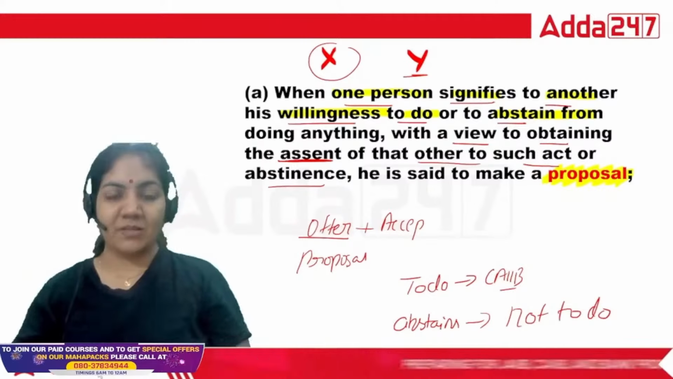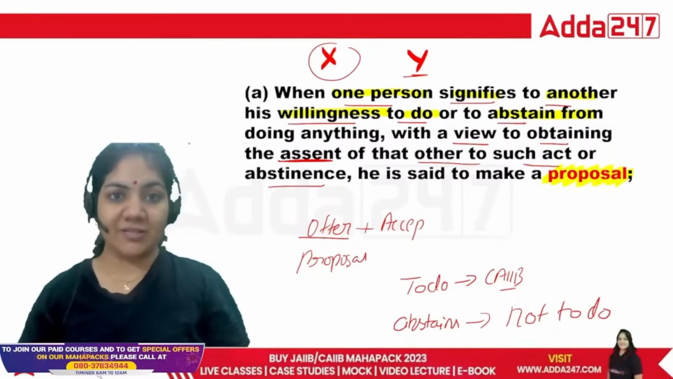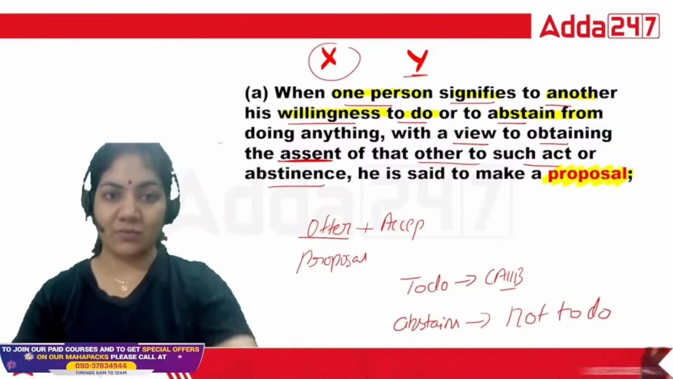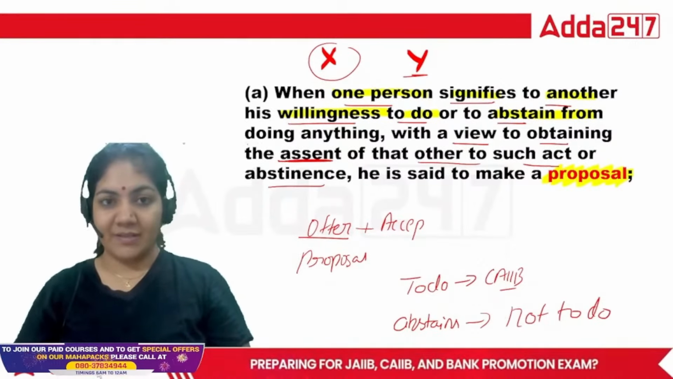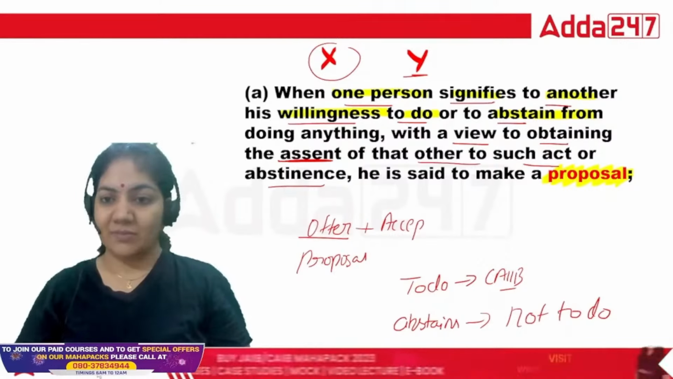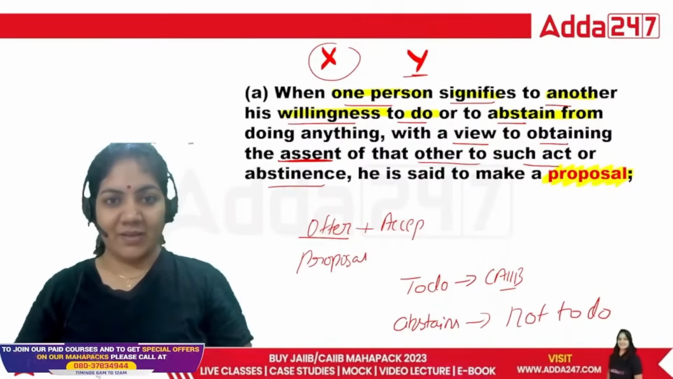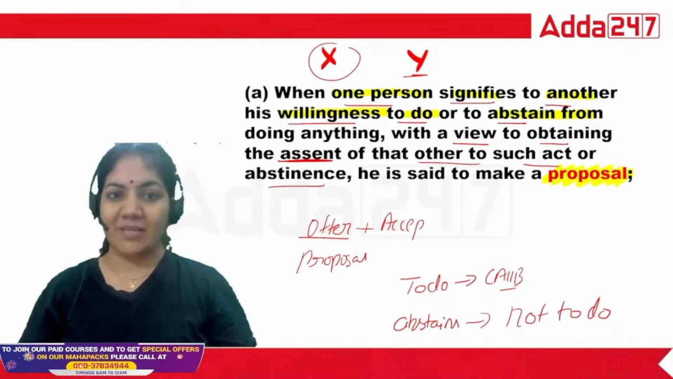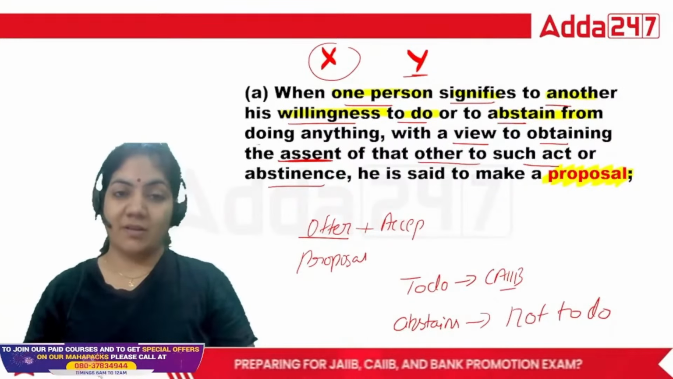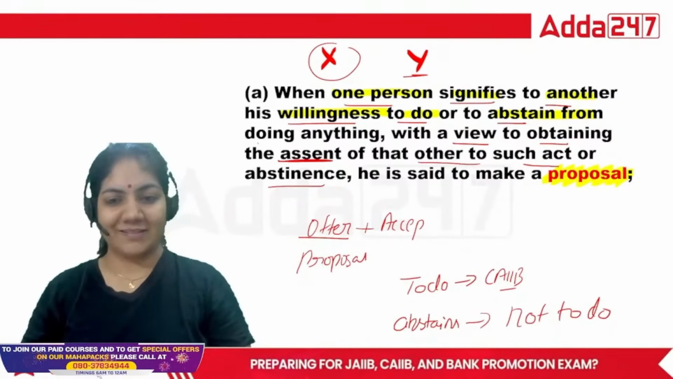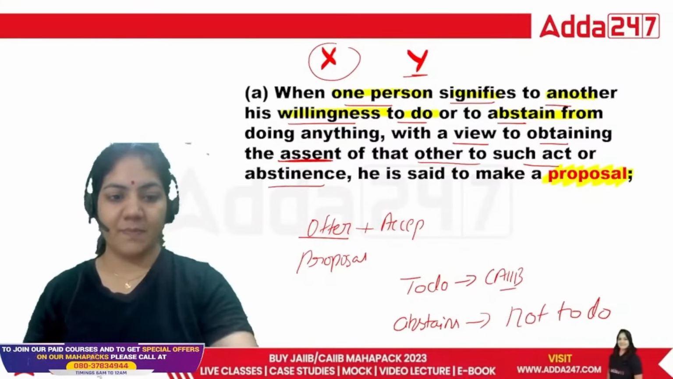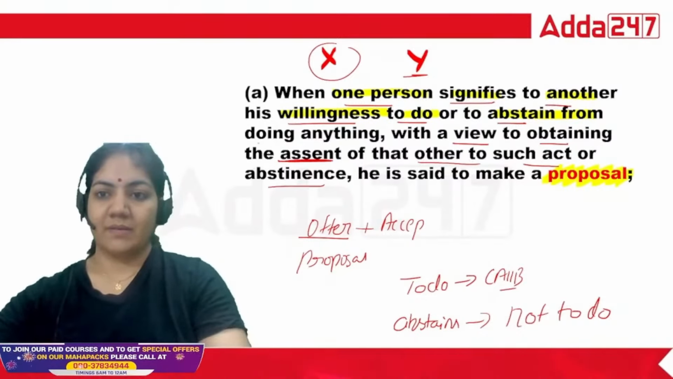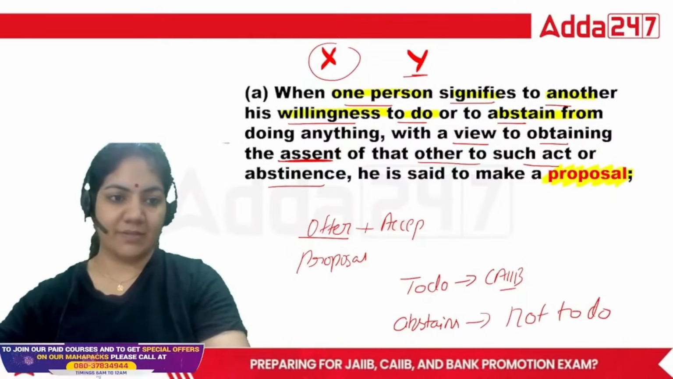That's it. So I think this definition is clear to all of you, that what exactly the proposal is, isn't it? So I think there is no doubt in the term proposal. Okay, so in simple language you can say when one person offers to another, that is called proposal. That's it. Okay guys, this is called proposal. So this is your particular word.